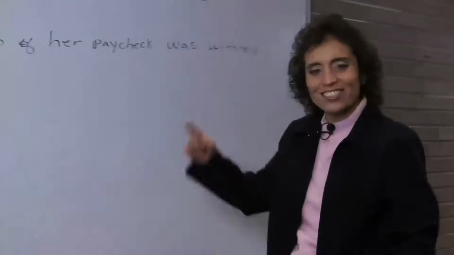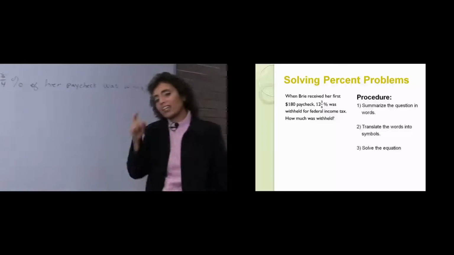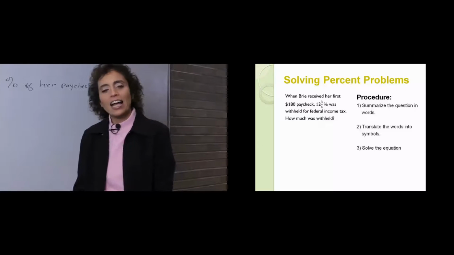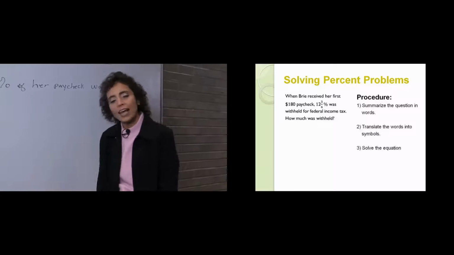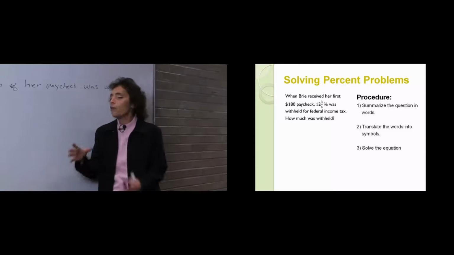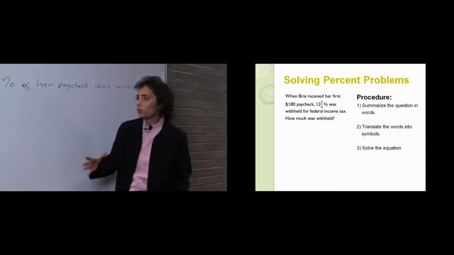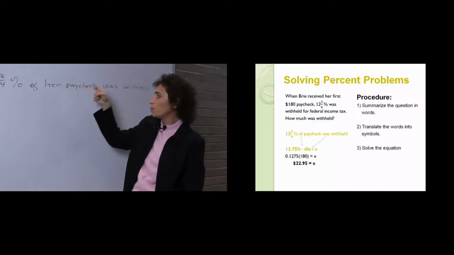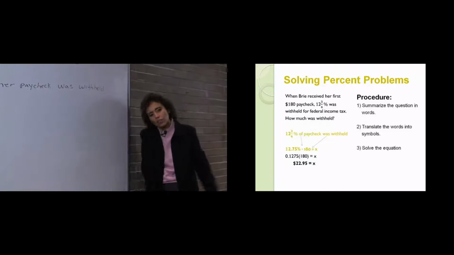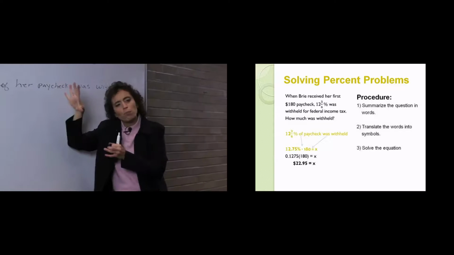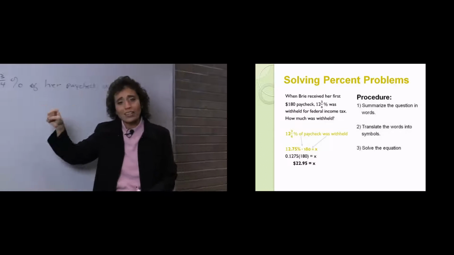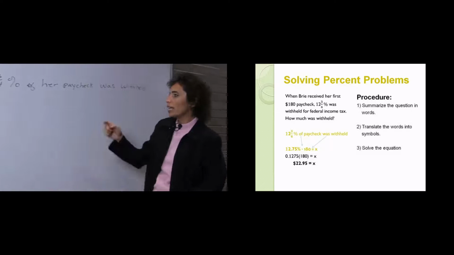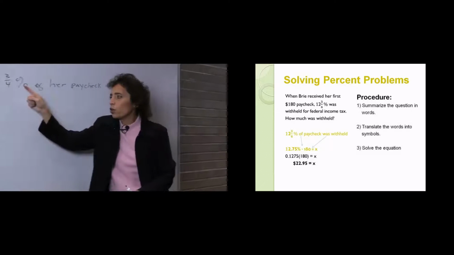All right, let's try this question. Finally, Bree received her first paycheck, and 12.75% of it was withheld for income tax. We want to know how much was withheld. Let's see what we really are saying. We know 12.75% of her paycheck was withheld. This is really the most important part of this, because we have to write this in words first, so then we can get it in symbols. So let's look at 12.75%.